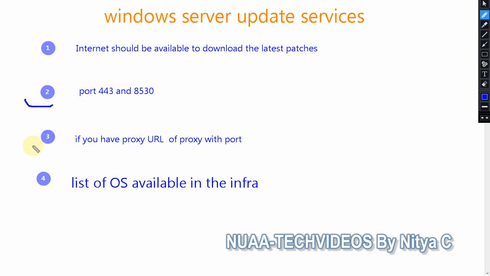And the third thing is optional. If you are using a proxy, you should have the proxy URL along with the port number which is used by the proxy. And the fourth thing is the list of operating systems available in your infra. So you should have the list of all the operating systems available in your environment, because for them you will download the patches on the WSUS server, like 2012, 2016, 2019, Windows 7, Windows 10, Windows 8. So whatever operating systems you have, you should have that list ready.